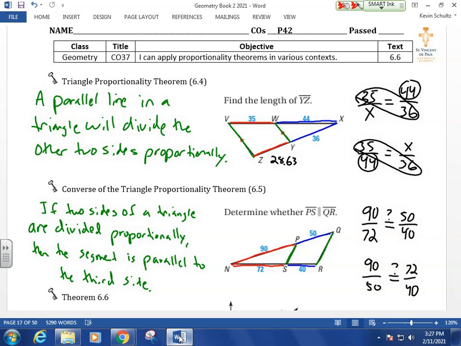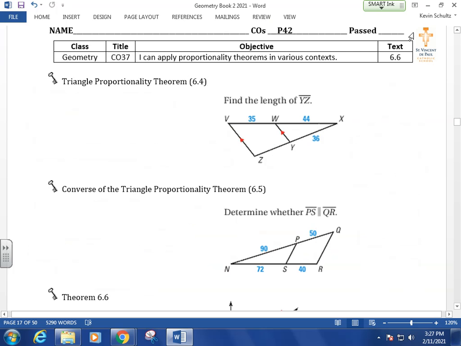So 90 times 40 is 3,600. 50 times 72 is also 3,600. And because 3,600 is equal to 3,600, we can say, yes, PS and QR are parallel because that triangle is sectioned off proportionally. Okay? I asked for questions, but you can't ask them anyway if you have them right now. So if you do, then shoot me an email or come on in for some help. But let's look at what comes next.